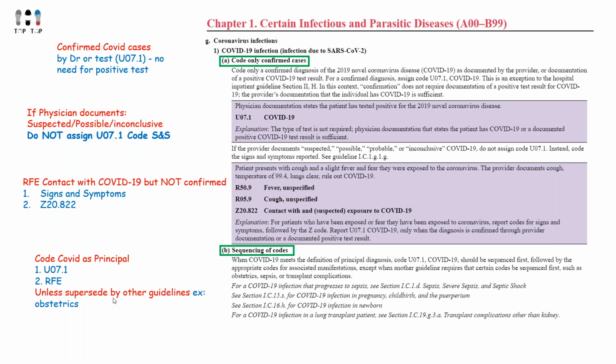And also, if you have other guidelines that supersede these, you will use them, such as obstetrics. All right. So if you have a situation where you have COVID as the reason for the encounter, COVID could very well be sequenced first, especially if you're being admitted for COVID and you're being treated for COVID, and you're going to see what I'm talking about in a moment. All right, I'm going to the next page.